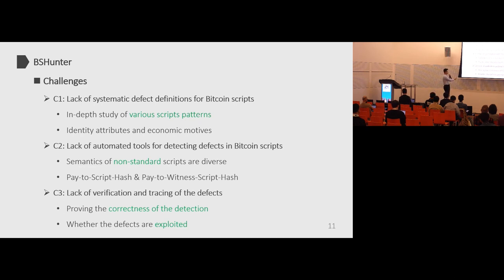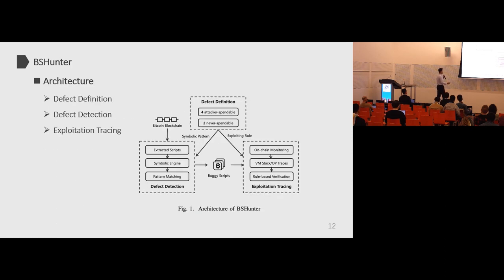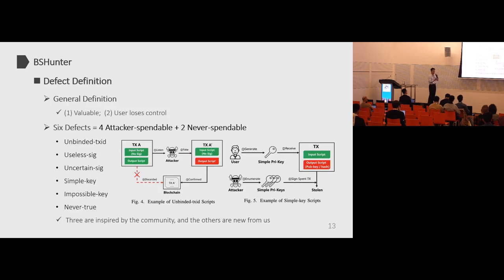And challenge three is the lack of verification and tracing of the defects. In our work, we find it hard to prove the correctness of our detection. In other words, it is hard to trace the defect to see whether it is exploited by the attackers. So here we designed our architecture of BSHUNTER. It includes three modules. First is the defect definition. Second is the defect detection. And third is the exploitation tracing. It is all about the buggy scripts. So first, we will introduce the defect definition.